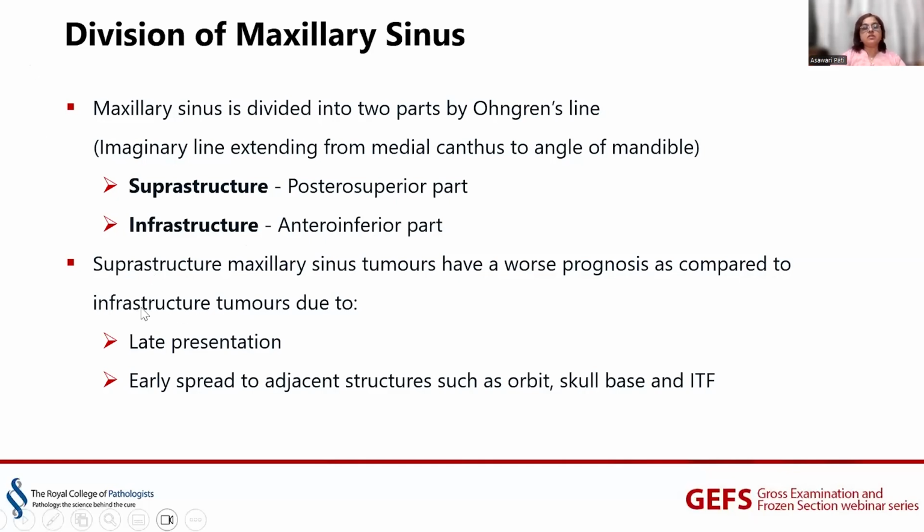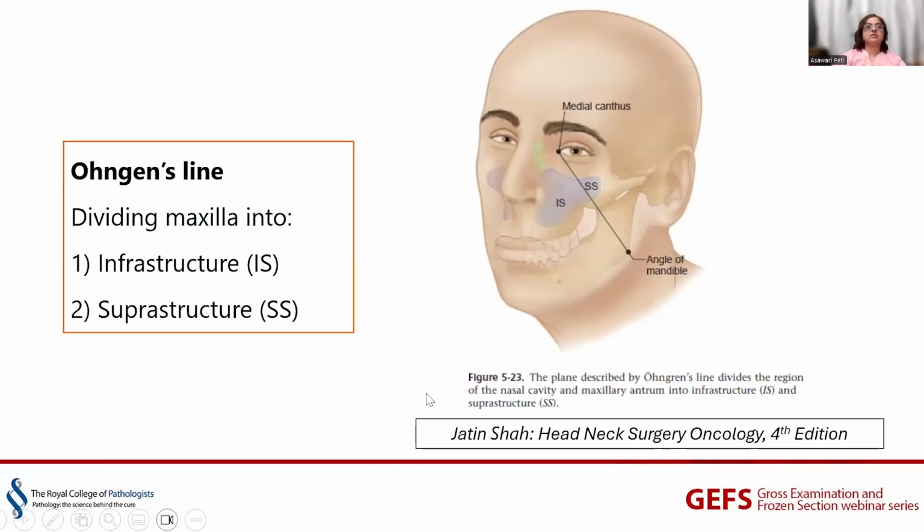Now, why is it important to understand whether it is suprastructure or infrastructure? Maxillectomies can be suprastructural or infrastructural if the tumor is small. And suprastructural maxillary sinus tumors have a worse prognosis because usually they present late and they show early spread to adjacent structures such as orbit and skull base, because these are the structures which are very close to the suprastructural part of maxillary sinus. So let's see what this Ohngren's line is. You can see there is the medial canthus and this is the angle of mandible. If you draw an imaginary line, there is this suprastructural maxilla and infrastructural maxilla.